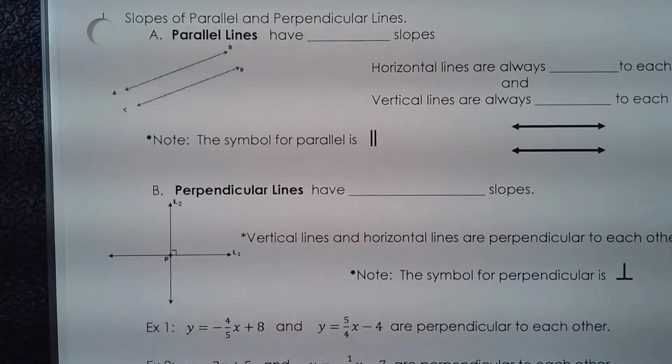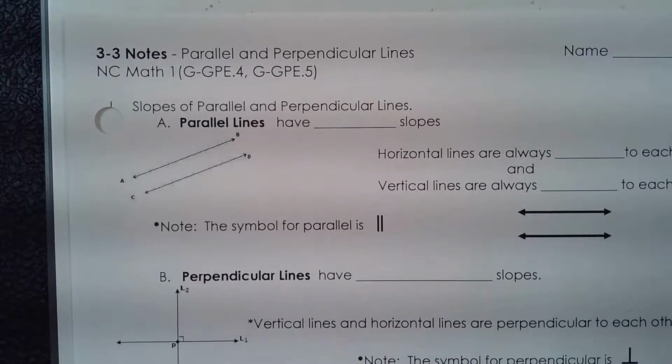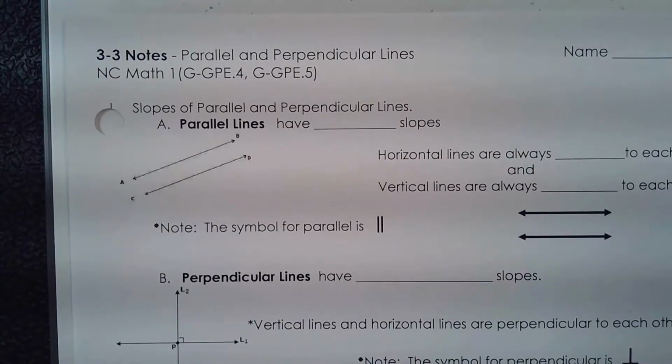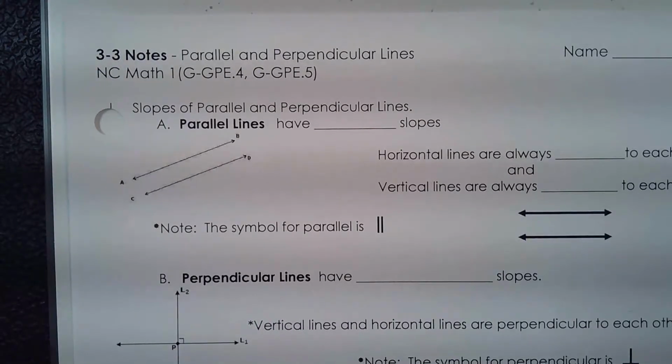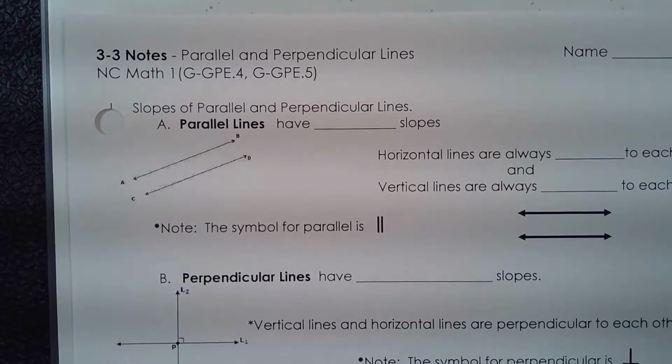All right, so y'all, today we're talking about parallel and perpendicular lines. So parallel lines, what does that mean? What are parallel lines? They go the same way. What do you mean? They never touch, right? So they look like railroad tracks. They go on forever and ever and never touch.